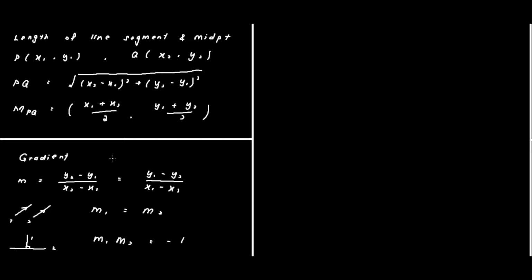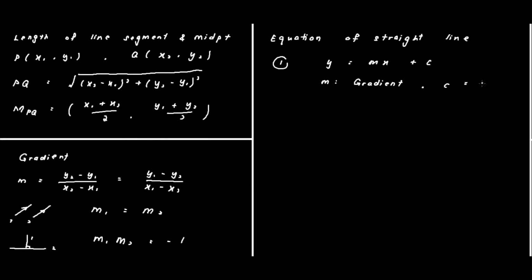After we have learned about gradient, we use it in what is called the equation of a straight line. There are a few types of equation for a straight line that you can apply. The first one is the easiest, and I think the most familiar for you, which is y equals mx plus c. You know that m is the gradient, and c is your y-intercept, correct? So this is y equals mx plus c.